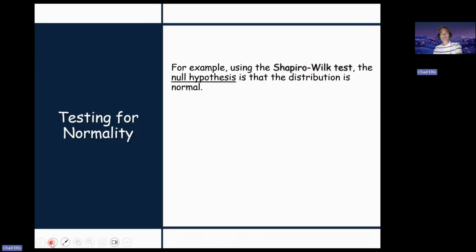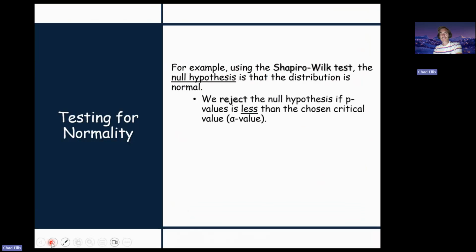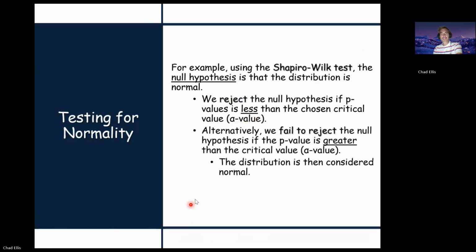So let's put this in the context of our Shapiro-Wilk test. We reject the null hypothesis of normal distribution if our p-value is less than the chosen alpha value or critical value. If our p-value is greater than our alpha value or our critical value, then we're going to fail to reject the null hypothesis. Basically, fail to reject the null hypothesis means that we're going to keep with the null hypothesis, and therefore we're going to consider that the distribution of our data set is normal.